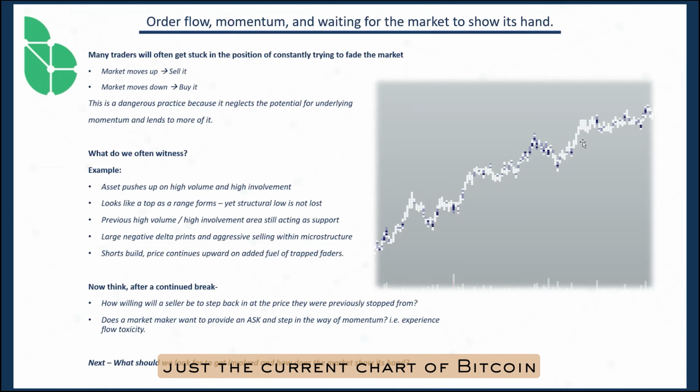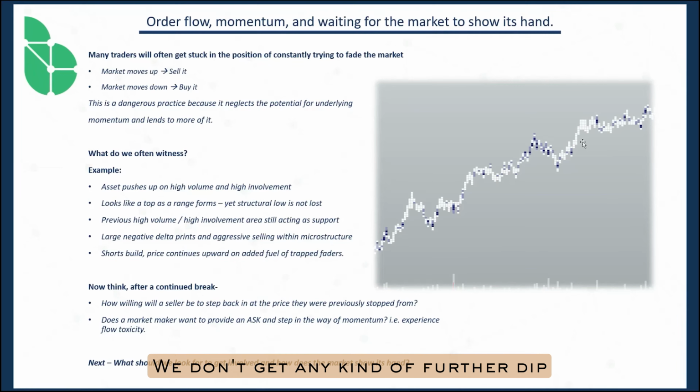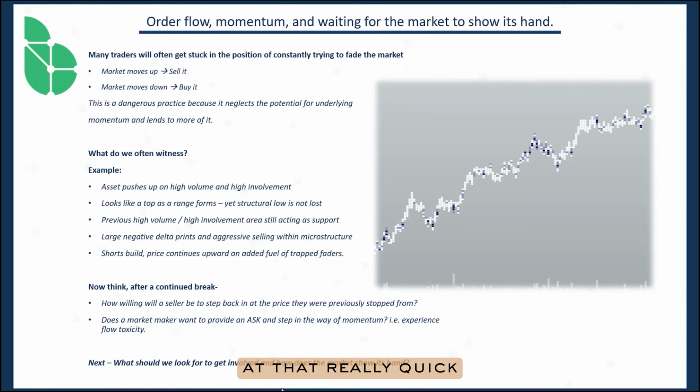So I'm going to show you guys just the current chart of Bitcoin. You're going to see exactly how this played out and how we don't really get much of a dip at all in really strong trends. What we do have is these periods where there's high volume, there's a lot of contention between buyers and sellers. Buyers in this case end up winning the battle, and all we do is retest the high of that previous structure. We don't get any kind of further dip. You barely get pullbacks. So let's take a look at that really quick.